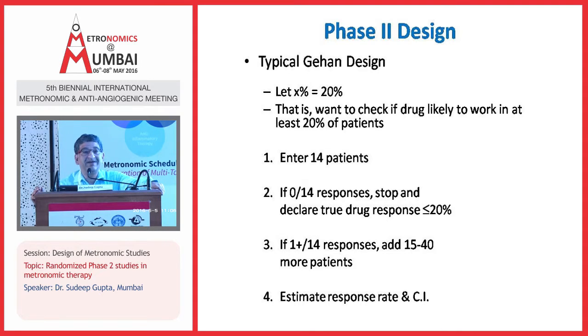So for example, if we wish to see that a metronomic regimen has a response rate of more than or equal to 20%, enter 14 patients in the trial. If none of the 14 respond, stop the trial and declare the regimen ineffective. If at least one or more respond, then go on to the second stage.